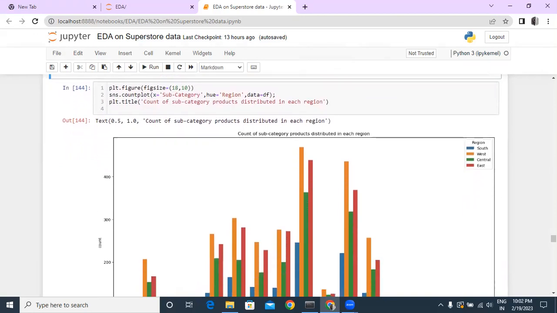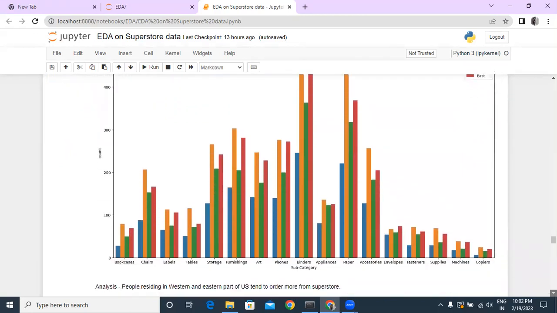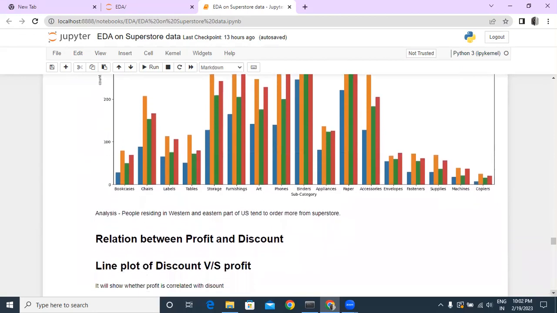So what we can analyze from this count plot is we can see the colors of the different regions, and we can see that people residing in the western and eastern parts of the US tend to order more from the superstore. So the company should focus more on these regions.